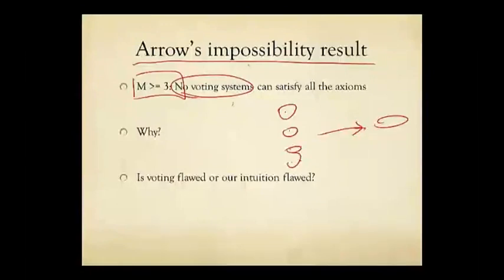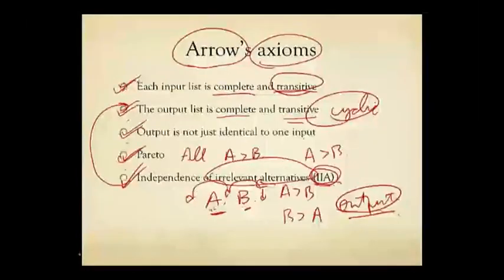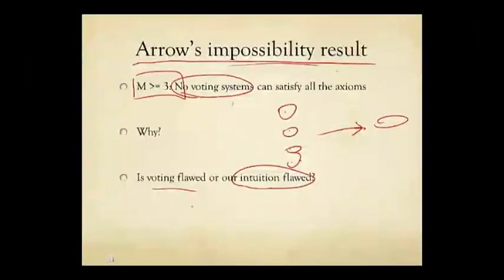So sometimes people quote Arrow's impossibility result to say that voting is flawed. Well, that argument actually is logically nonsense. What it says is that our intuition is flawed. We cannot assume that these alternatives' positions are irrelevant. They are relevant.